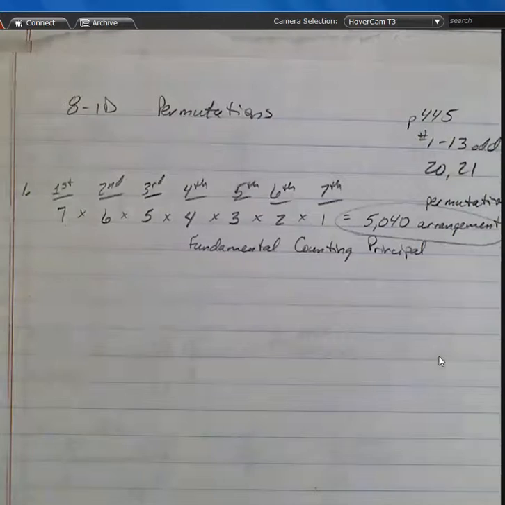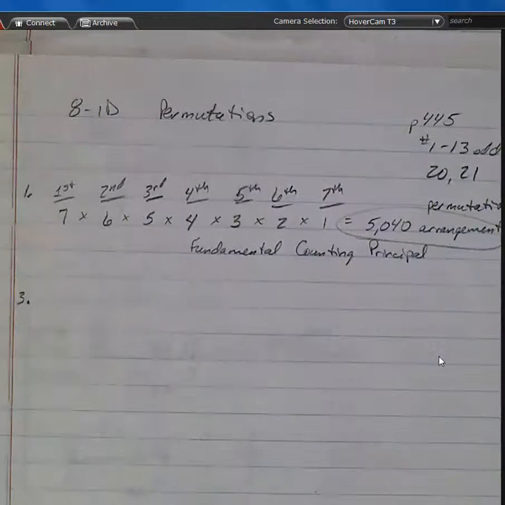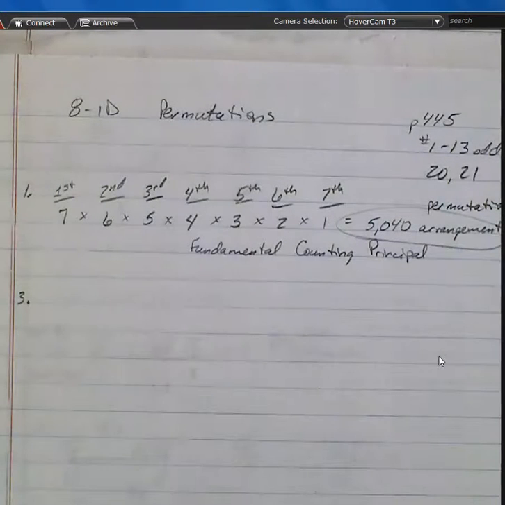Let's try number 3. Number 3 says that there are 5 seasons of your favorite TV show on DVD or on your television. Okay, not very many of you have DVDs anymore, right? If you randomly select 2 from a shelf, what is the probability you'll select season 1 first and season 2 second? Oh crap, they're asking about probability.